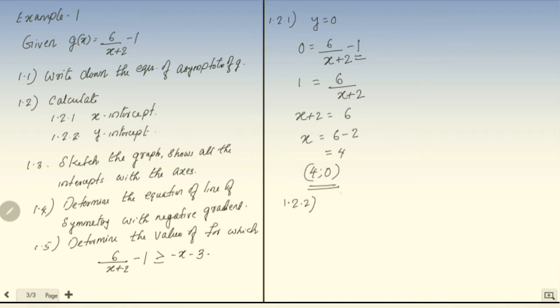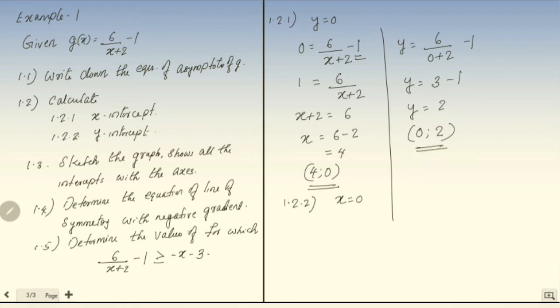Y-intercept. How do you find the y-intercept? X is equal to 0 in the main equation, isn't it? So the main equation becomes y is equal to 6 divided by 0 plus 2, minus 1. That is y is equal to 6 divided by 2 is 3, minus 1. So the y value we got is 2. So the coordinates of the y-intercept is (0, 2).